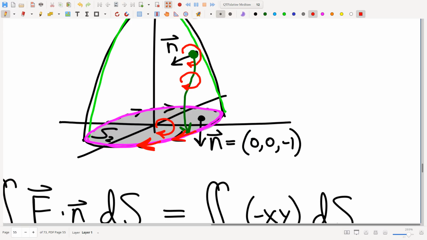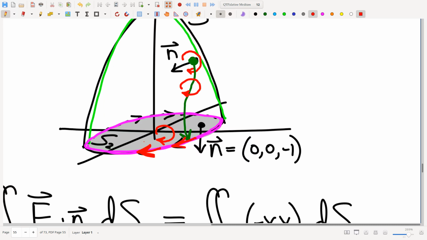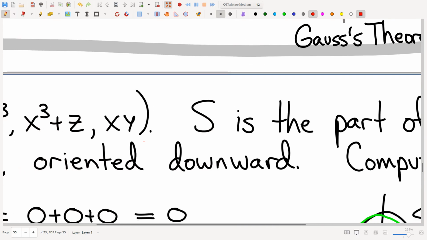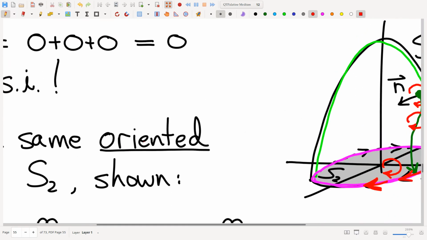How we doing? Everybody happy? Yep. How do you know it's into the page? Oh, because the statement of the question said oriented downward, right? And so it says downward.